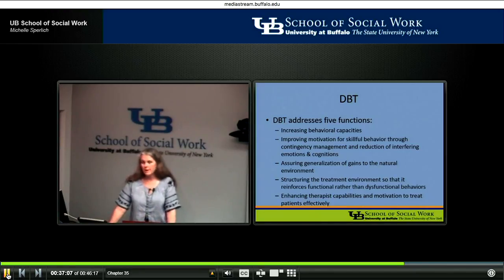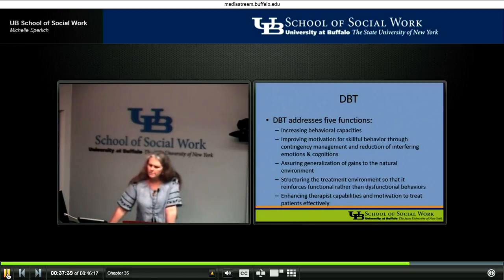DBT addresses 5 functions: increasing behavioral capacities; improving motivation for skillful behavior through contingency management and reduction of interfering emotions and cognitions; assuring generalization of any gains realized to the natural environment; structuring the treatment environment so that it reinforces functional rather than dysfunctional behaviors; and enhancing therapist capabilities and motivation to treat patients effectively.